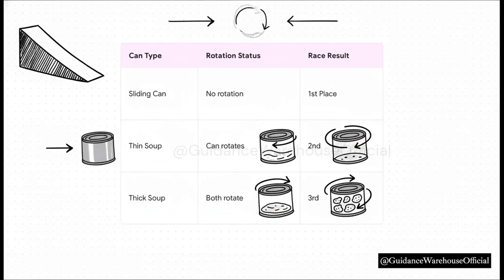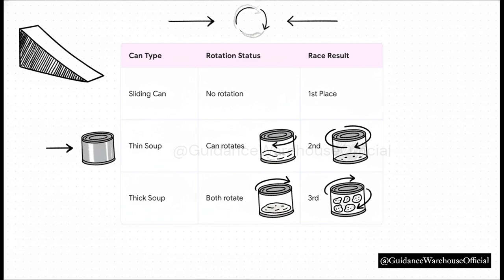Let's break down the race results. If a can was magically frictionless and just slid down the ramp without spinning at all, it would easily take first place, because 100% of its energy would go into forward speed. Now for the soup, when the thin, watery soup rolls down, the metal can rotates, but the liquid inside largely just slides along within the shell.